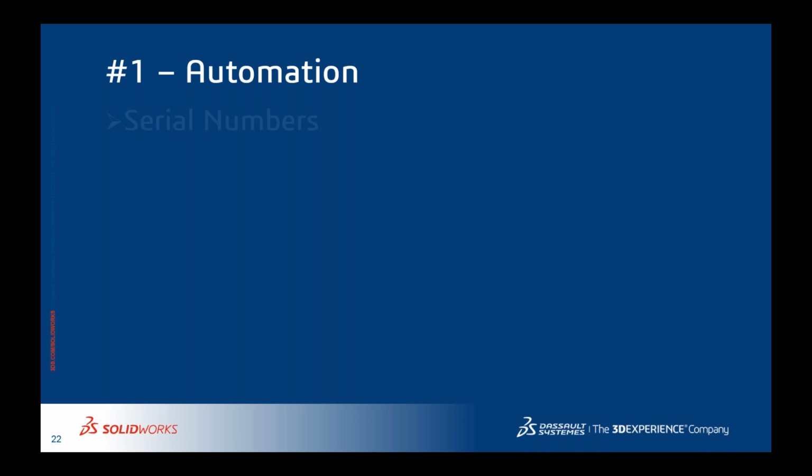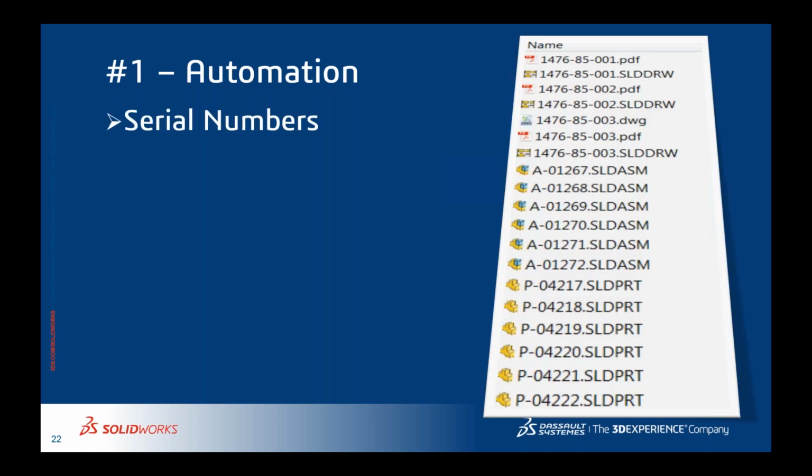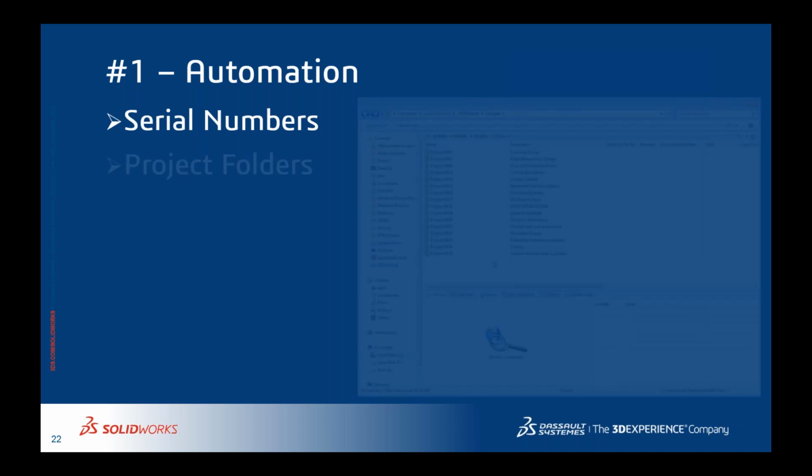But the neat thing is that we also support programming as well. So if you want to develop a custom API or a custom set of things to happen within the tool, that's available as well. Some basic ones include things like serial numbering. We can generate any number of different kinds of serial numbers and ensure that when I create a brand new file inside of SOLIDWORKS, it can automatically name that file the next available serial number.